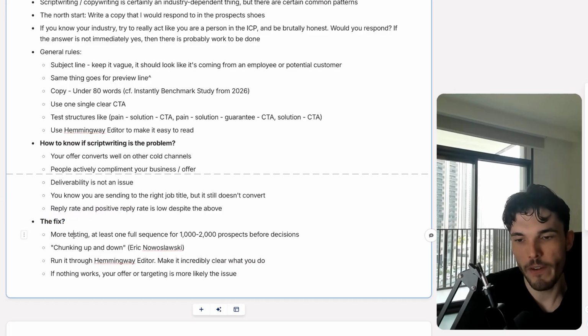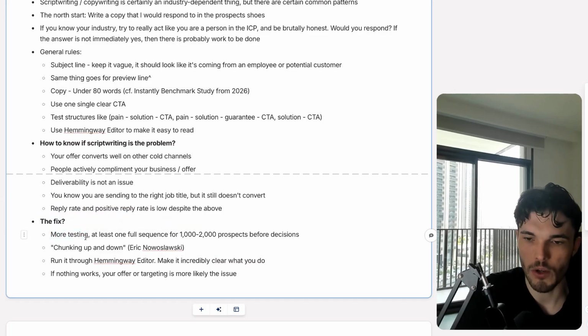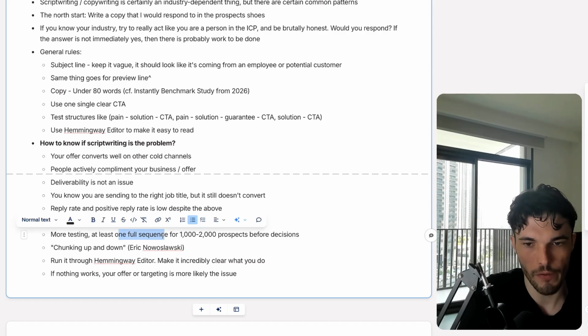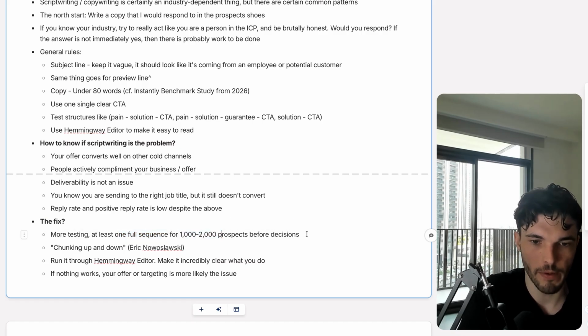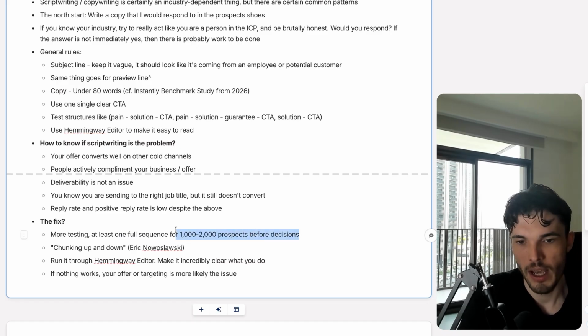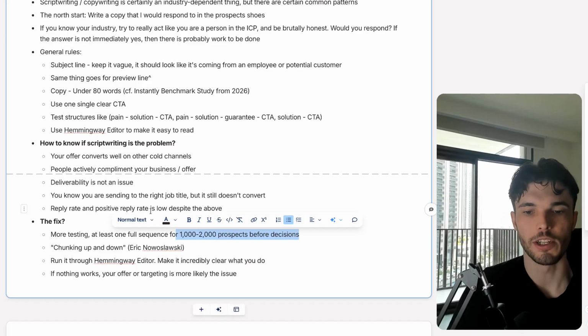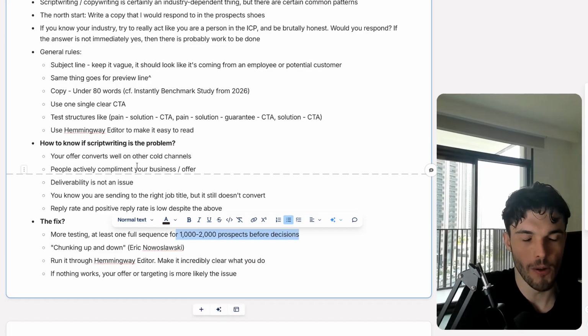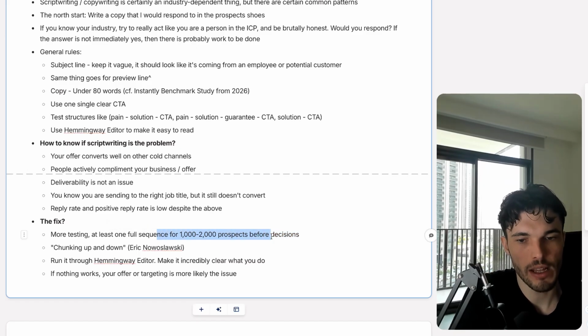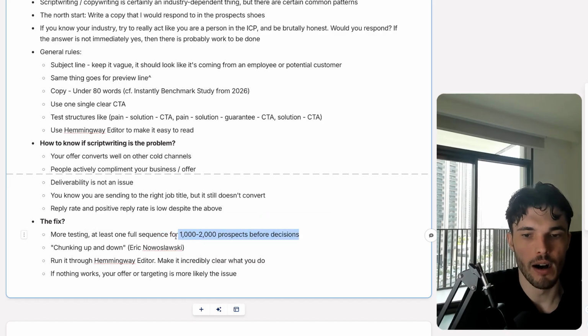So what is the fix? Well, the fix is very simple, just more testing. That's all I can say here, right? And so you want to have at least one full sequence, so the initial touch points and all the follow-ups, for 1 to 2,000 prospects before you make any decisions on this. Again, it also does depend on the size of your total addressable market. If you have a small TAM, maybe you have to draw conclusions even faster than this. But for larger TAMs, this is what you want to look at, 1 to 2,000 prospects that have gone through a full sequence before you make super strong decisions on it.